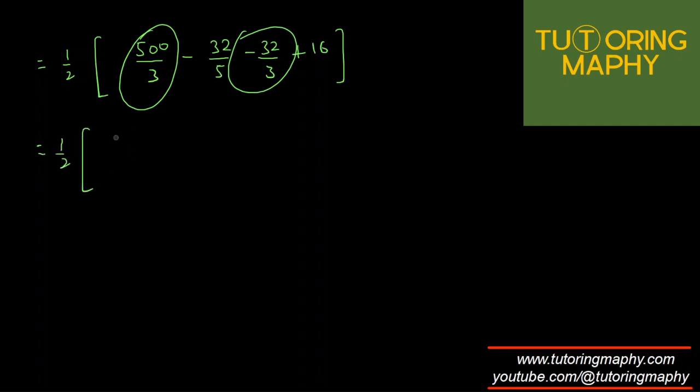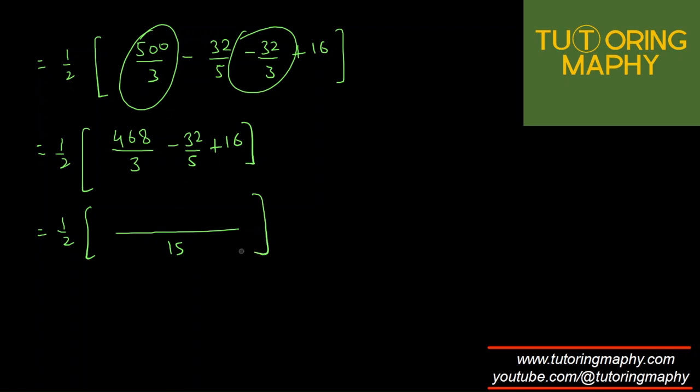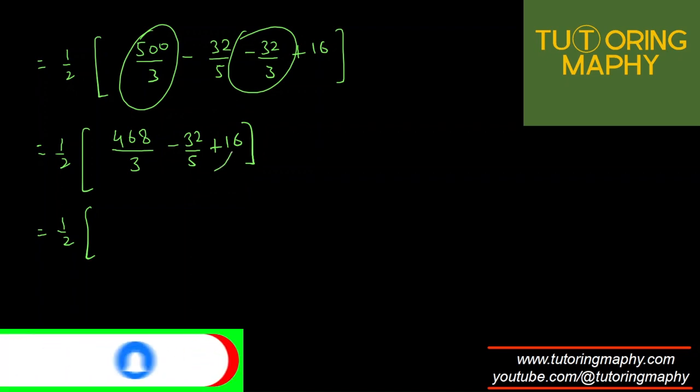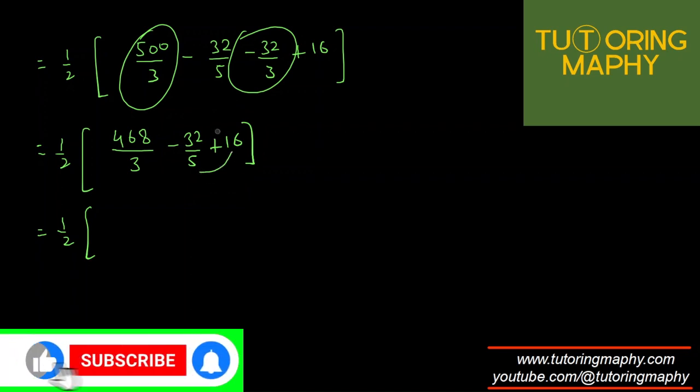What is 500 minus 32? I think that's 468 divided by 3 minus 32 over 5 plus 16. So that's going to look like half of, this is going to be 15 over here. I think it is okay to leave it here. Yeah, it's totally fine to leave it here. Although we can just simplify this as well, because that's easy, right? 16 times 5 is 80. 80 minus 30 is 50. 50 minus 2 is 48.